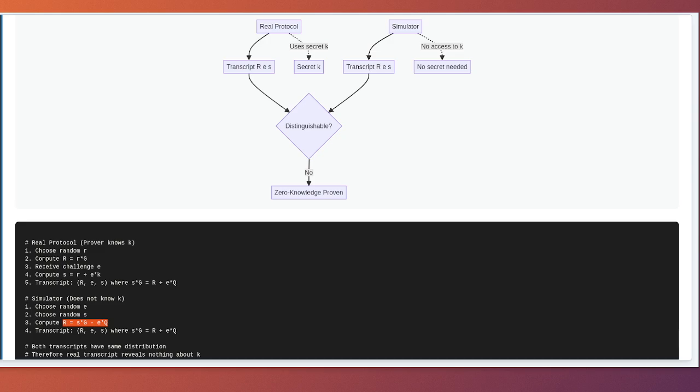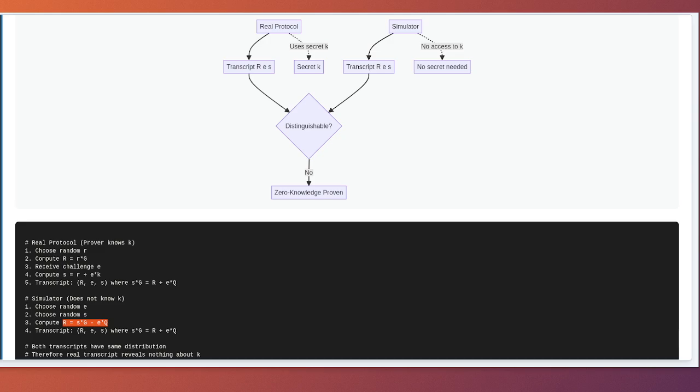This simulation argument is powerful because it works even against computationally unbounded adversaries. Even if you had infinite computational power and could analyze the transcript forever, you couldn't extract K, because you couldn't even tell whether the transcript was real or simulated. This is what we mean when we say the protocol is zero knowledge.